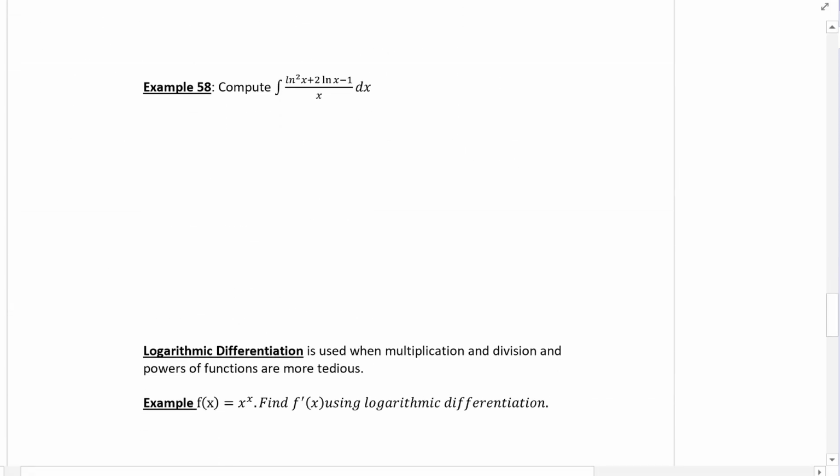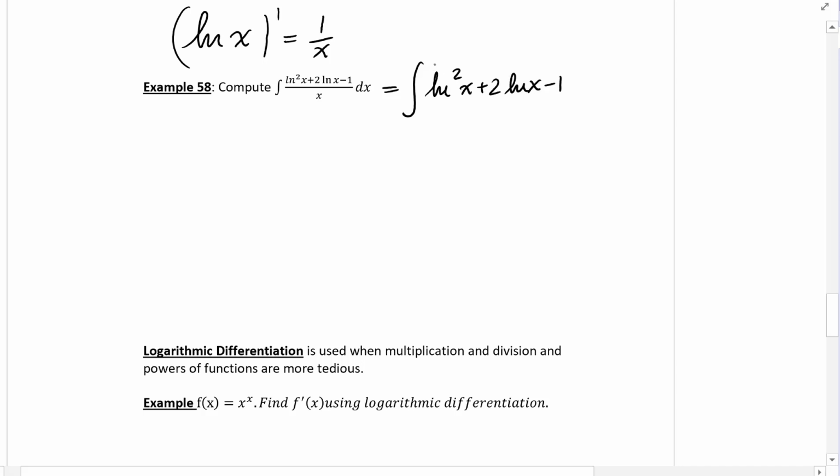Okay, let's see another one. Compute the integral of ln squared of x plus 2 ln of x minus 1 over x dx. Now when I take a step back and look at the integral, I see ln and I see x at the denominator. So I'm thinking that ln of x prime is 1 over x. So what if I write this integral as ln squared of x plus 2 ln of x minus 1 times 1 over x dx? So instead of having that x at the denominator, I have 1 over x separately.